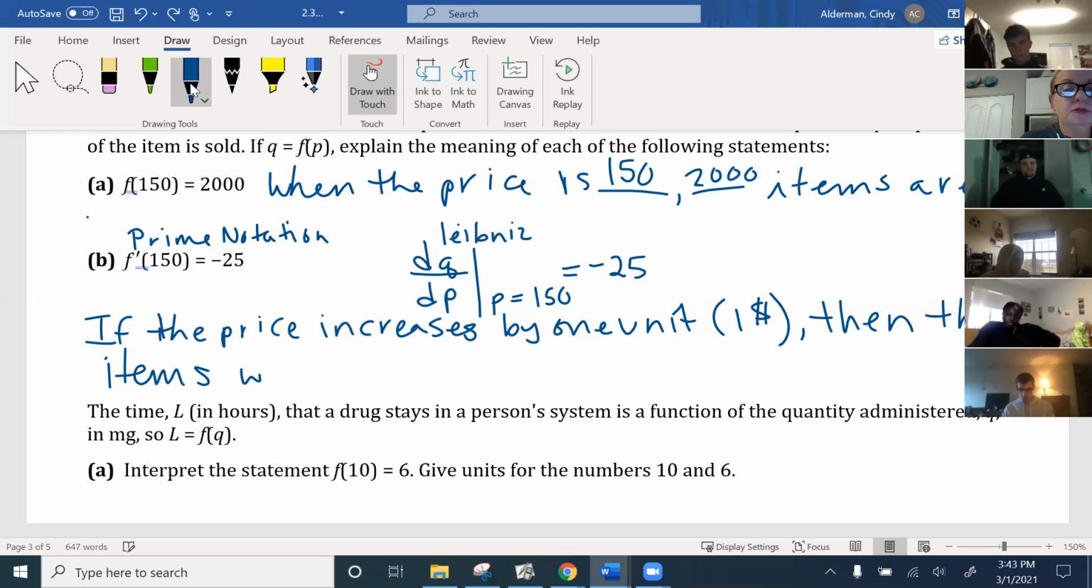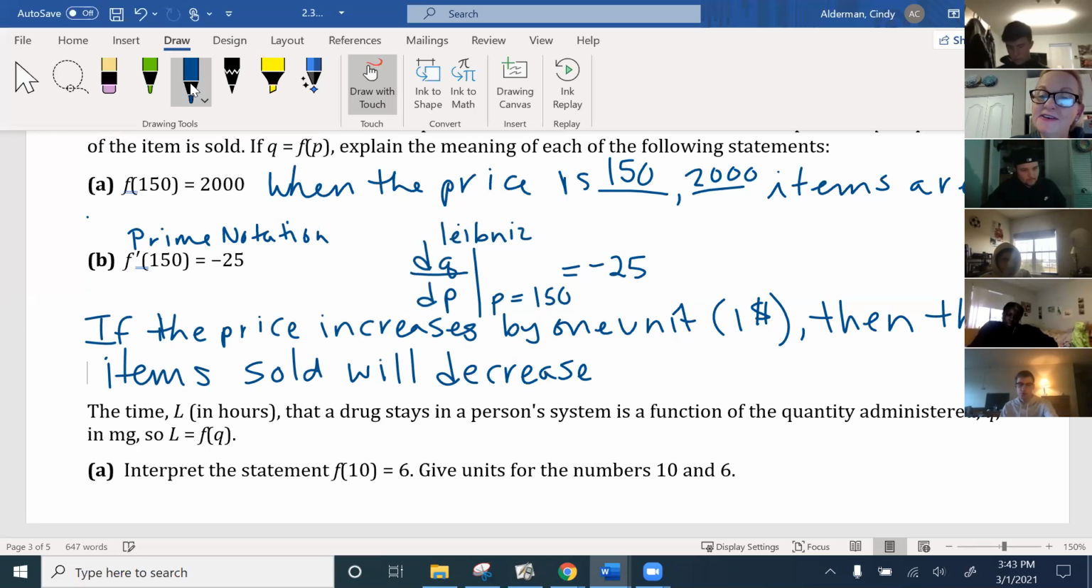Items sold will do what? Are they going to increase or decrease? Decrease, right. So the items sold will decrease by how many? 25.